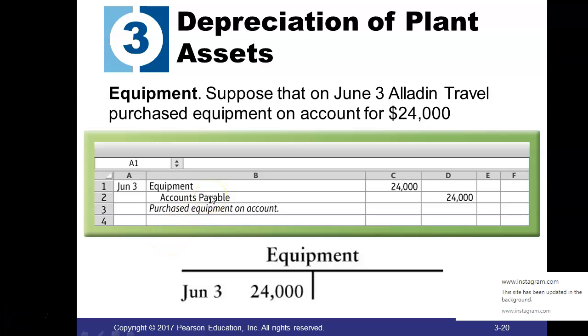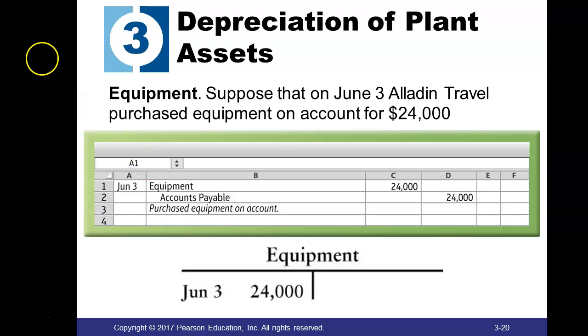Now, as you can see, I'm going through these transactions one by one. These transactions, as you may know, are not necessarily overly complicated, but it does give you an opportunity to get an idea of how to look at transactions when you see them in front of you, and how to properly analyze them so that you can accurately record them on your books.